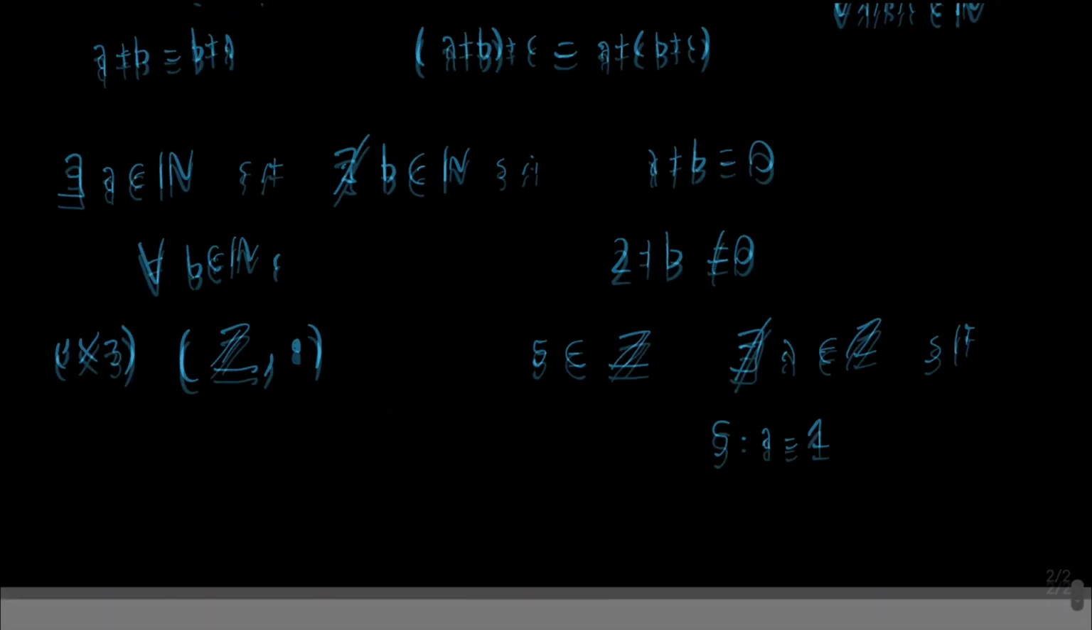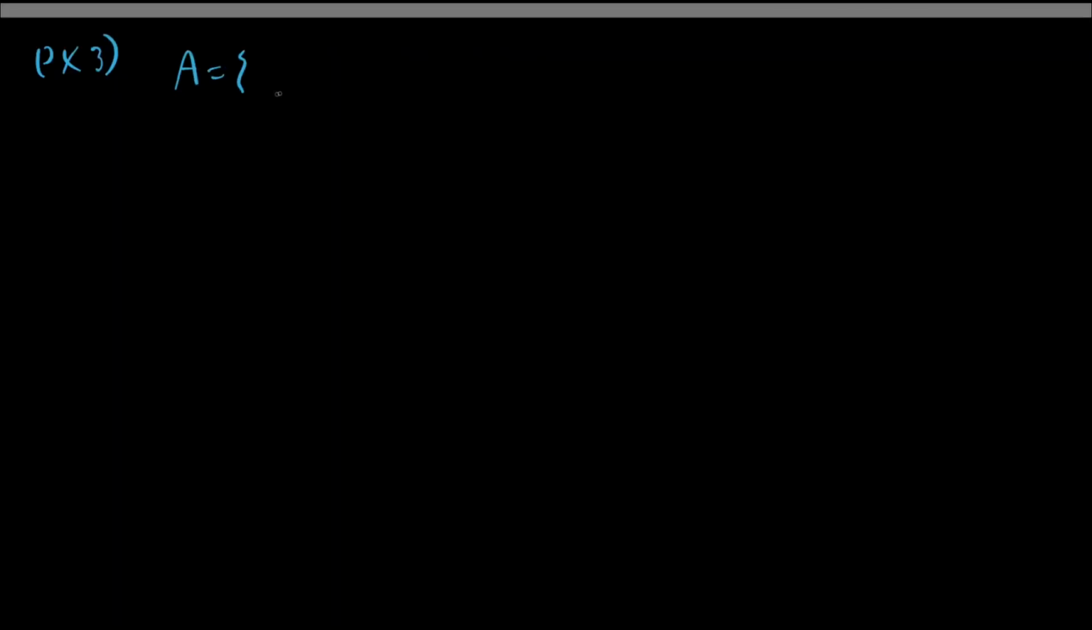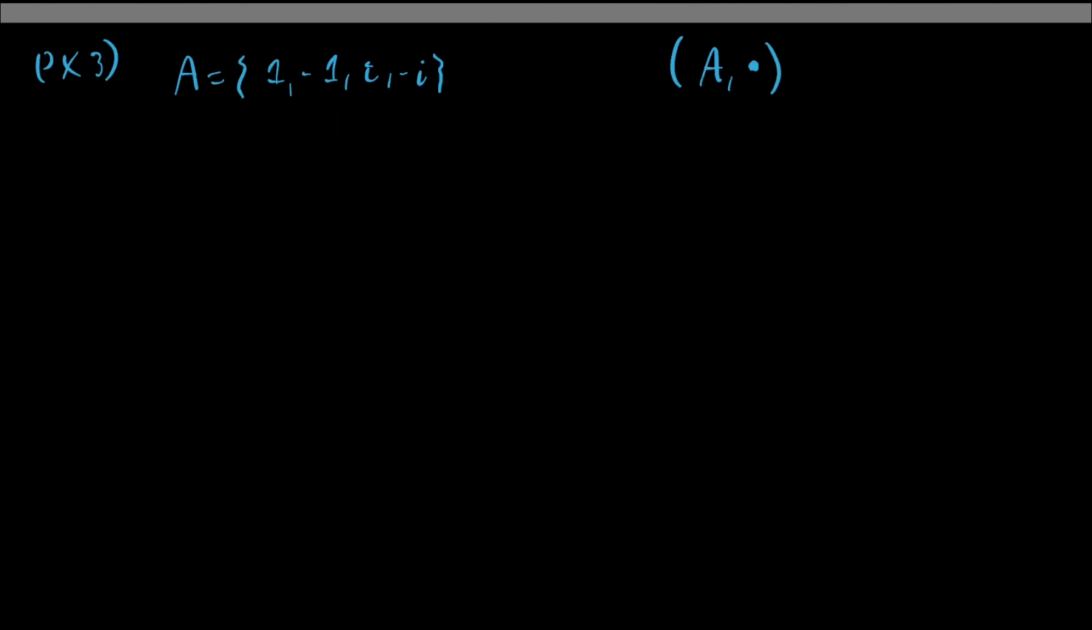So let us now give another, slightly more interesting example. Let's consider the set A of the following elements: 1, minus 1, i, and minus i. Then this set under ordinary complex multiplication forms a group. Let's see why. To explain this, we will also introduce the notion of a Cayley table, which is a table used to represent the results of multiplications of elements inside a group. It is represented in the following way.